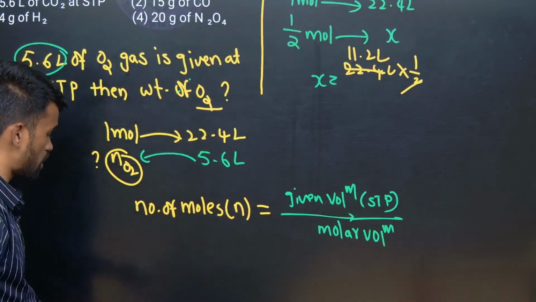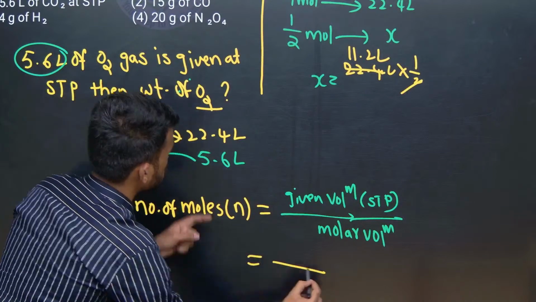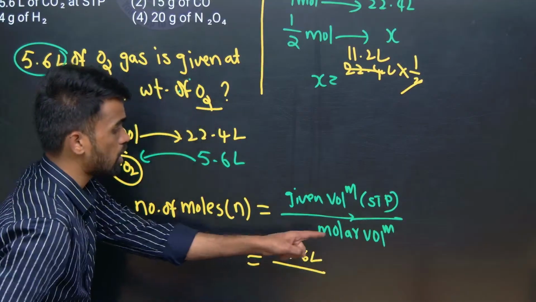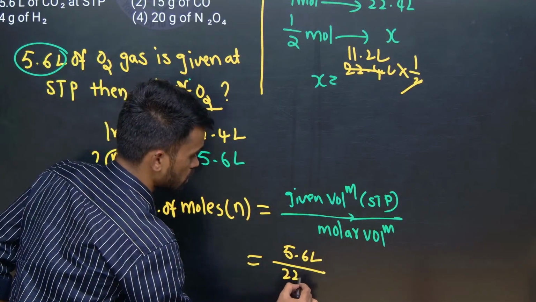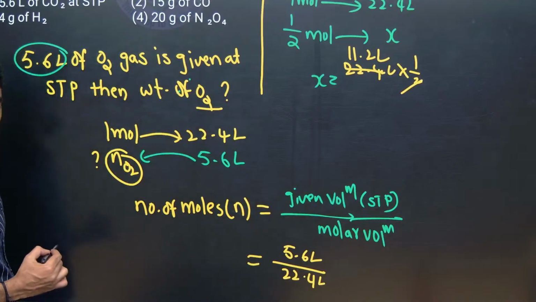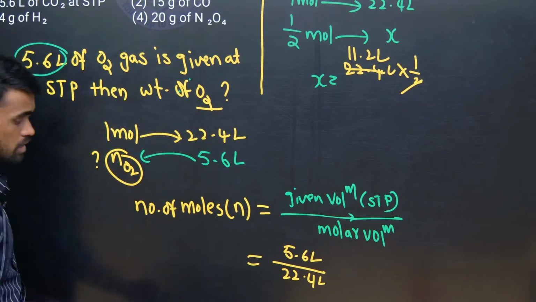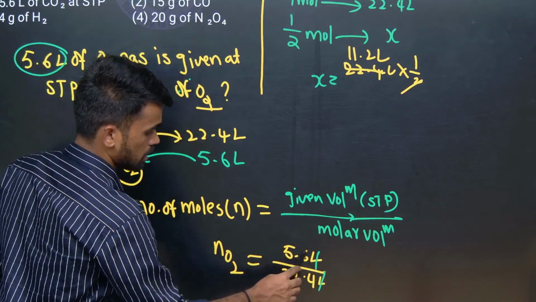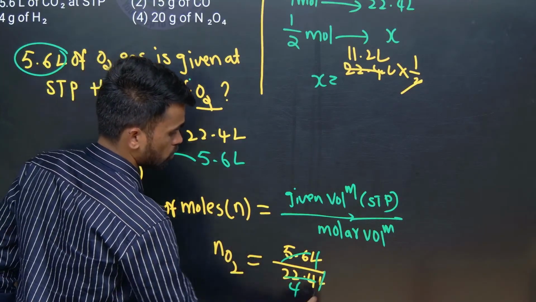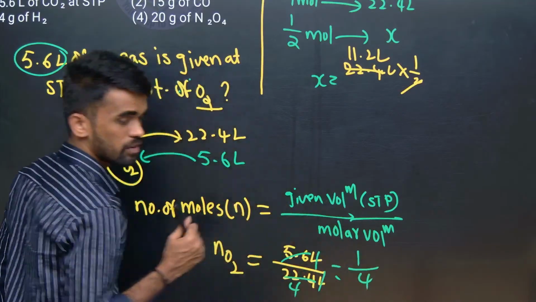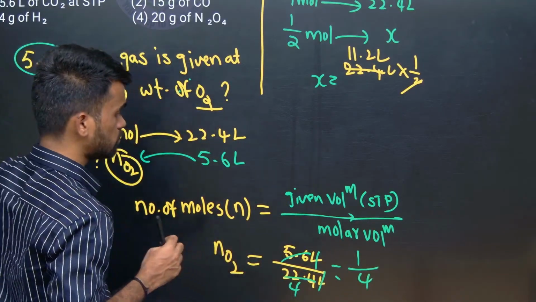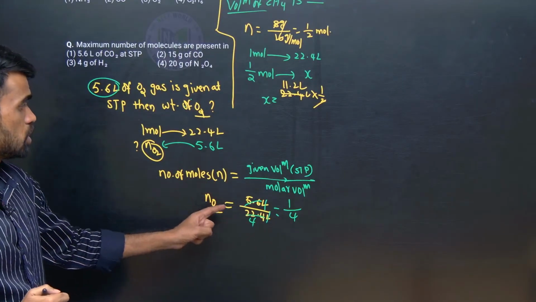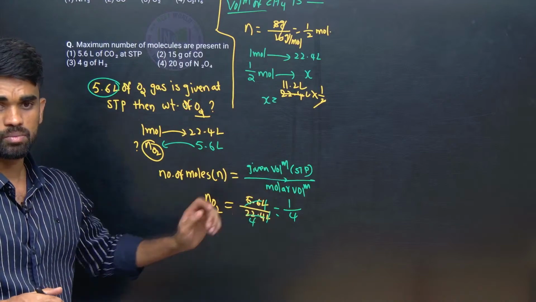So how did we get this formula? Given volume is how much? Molar volume is how much? It means the volume of 1 mole of substance, 22.4. So now liter got cancelled, and this will be 1 by 4. How many moles did we get? 1 by 4 mole. Finally we got one more relation: number of moles equals given volume by its molar volume.